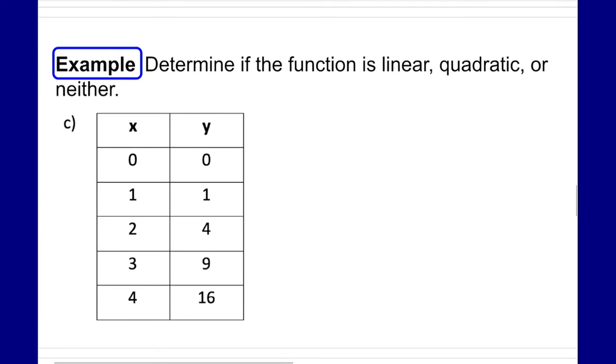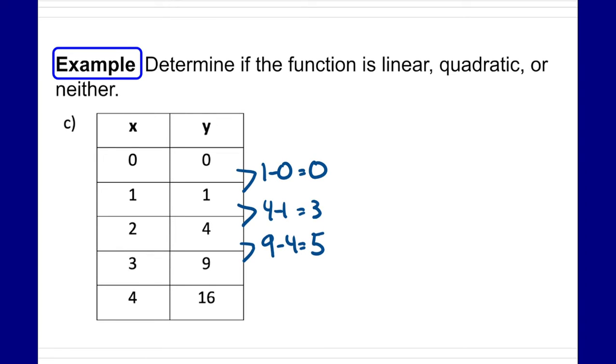Looking at my last example, again, same thing with first differences. Go through. 1 minus 0 equals 1. Again, remember it's bottom minus the top of our two pairs. 4 minus 1 equals 3. 9 minus 4 equals 5. 16 minus 9 equals 7. If I look at my first differences, again, they're not the same. So from there, I should know that it's not linear. I can check to see if it's quadratic by taking the second differences.